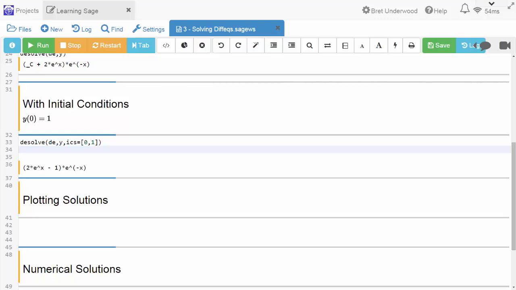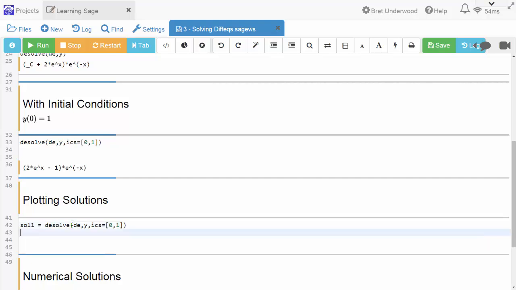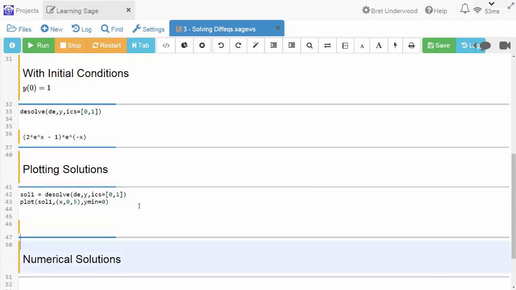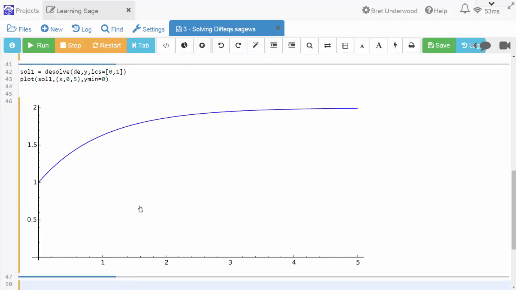Excellent. Now that I have a solution to my differential equation with this particular set of initial conditions, let me grab that and call that solution solution 1. So now this is some particular solution that I call solution 1. And I'm going to now make a plot of this solution 1. So let me make a plot of solution 1 for x from 0 to 5. I'm going to impose the y min value. I'm going to say that y can't be below 0. Okay. And then I get a plot of the solution to this differential equation.